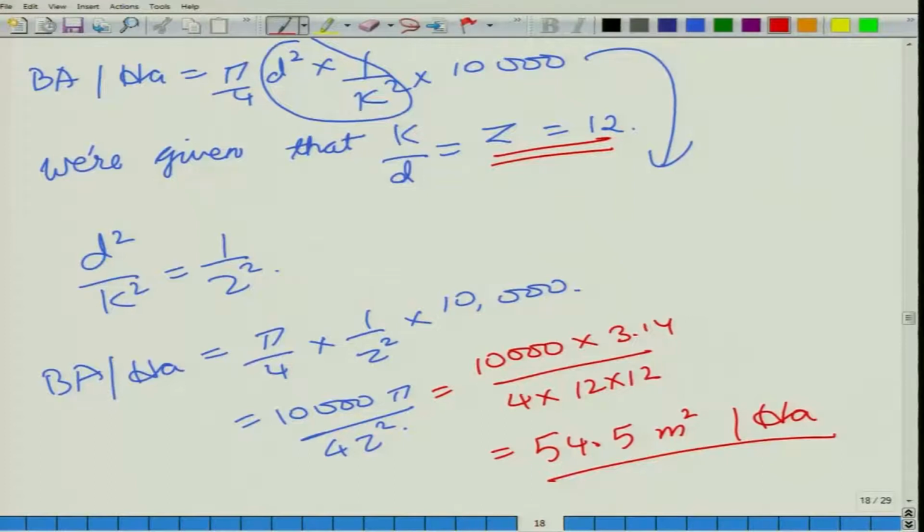So essentially what this tells us is that just by using a single value of the crown to bole diameter, which we call z, that is k by d, we can calculate the maximum feasible, or the maximum possible, basal area per hectare, considering any kind of spacing. Here in the case of square spacing, we got our equation as 10,000 pi upon 4 z square, but we can do the same thing for any other kind of spacing as well.